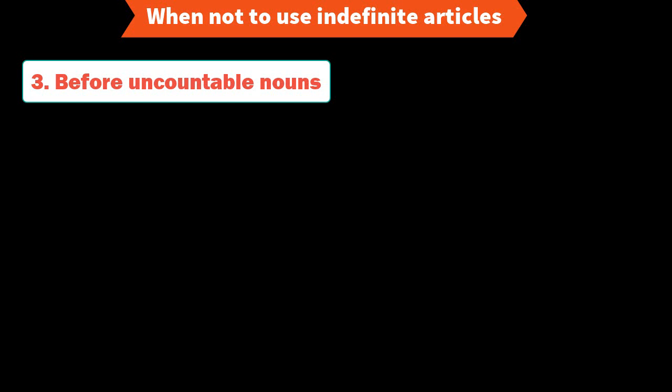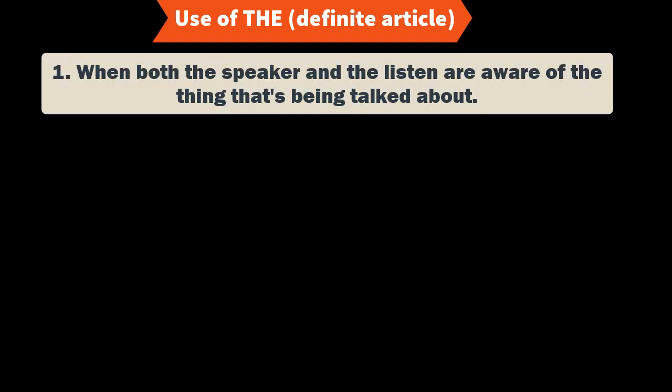Now let's move to the definite article, which is the. So guys, the definite article the has many usages. Rule number one, which is the most common rule, is when the speaker and the listener both know what they're talking about, are already aware of the thing that the speaker is talking about. If the thing is already specific, already known, we use the before that noun.